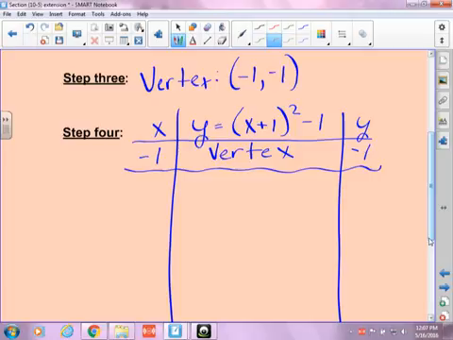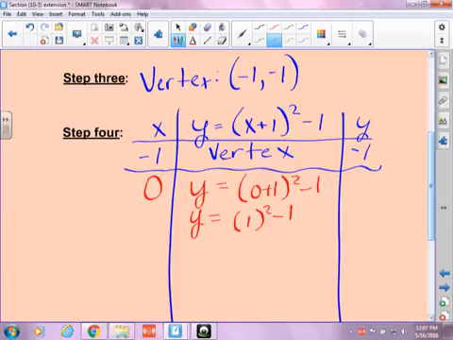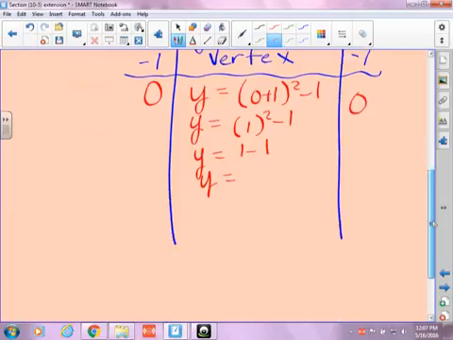Now, so you just plug in my vertex. What's 1 bigger? 0. Yep. What do I do first? Parentheses, what do I get? 1 squared. y equals 1 minus 1. So y equals 0.